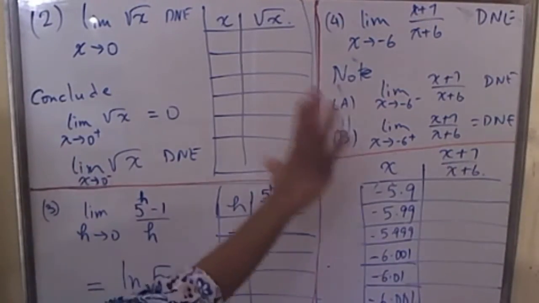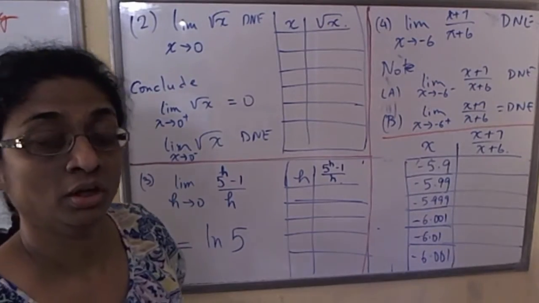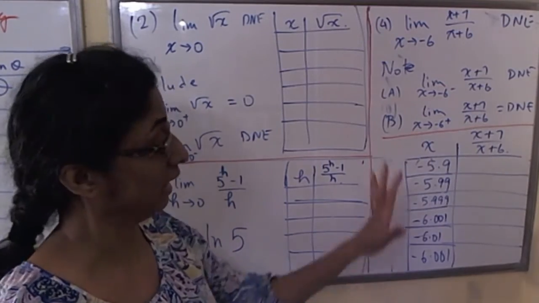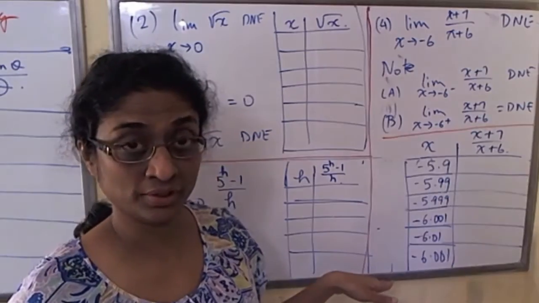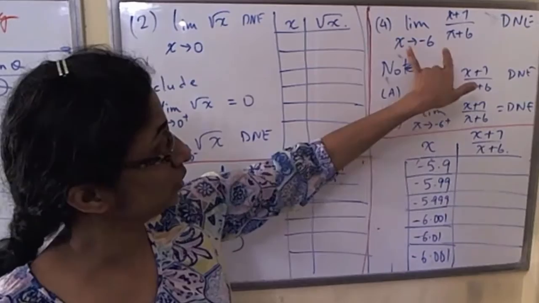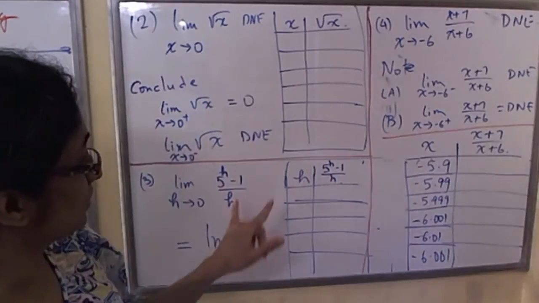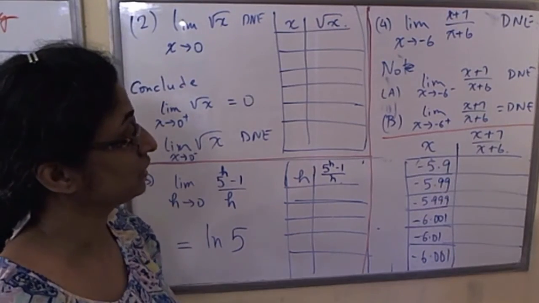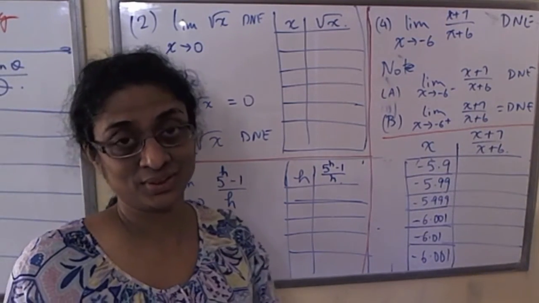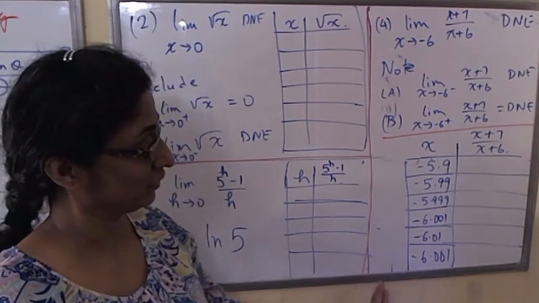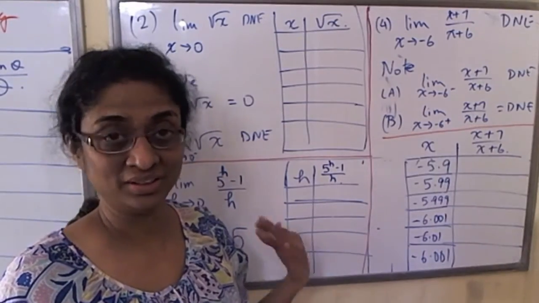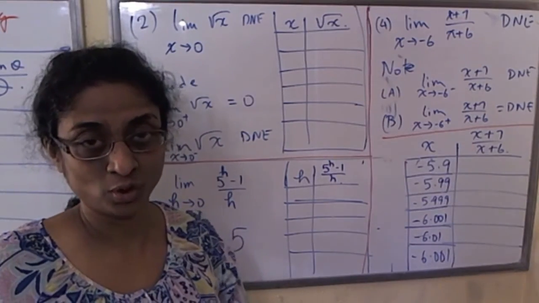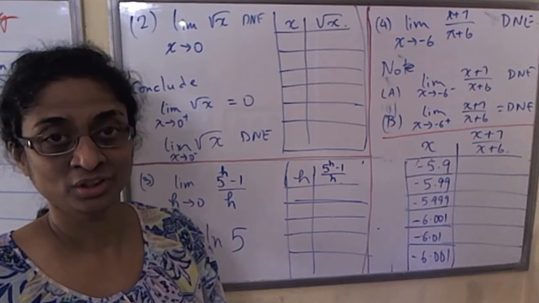For each of these examples, feel free also to draw a graph after you complete the table of values and see that the conclusions you arrive at are consistent with what you see on the graphs too. So this is one way you can guess the limit of a given function by creating a table of values. And this is simply an informal and intuitive approach to limits.